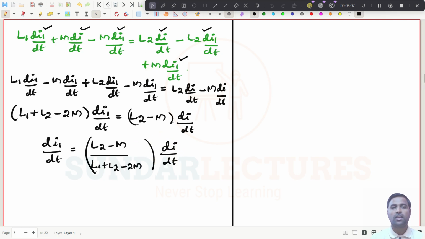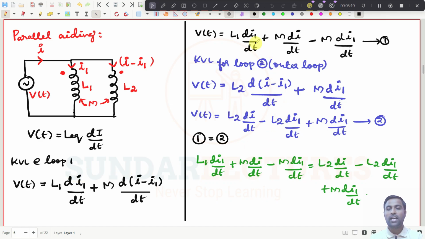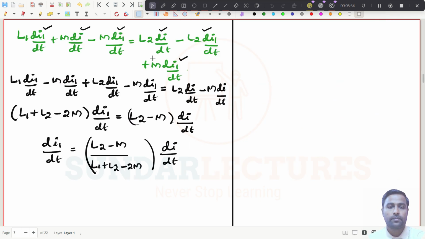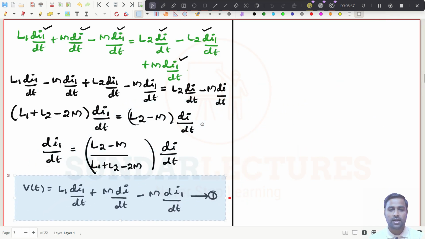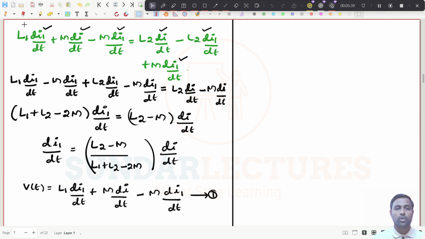Why I need to do this? See, try to understand. I have to replace this one, right? If I substitute in this expression V of t, instead of this di1 by dt, terms of I di by dt, so that I can easily get this one. So that I will get a real equivalent. That is why we are doing these kind of things. So I will take this expression, so that I can substitute in this expression now. So this is the expression, right? So now what I will do, I'm just going to substitute in this expression, right? Instead of di1 by dt, you just change this one.